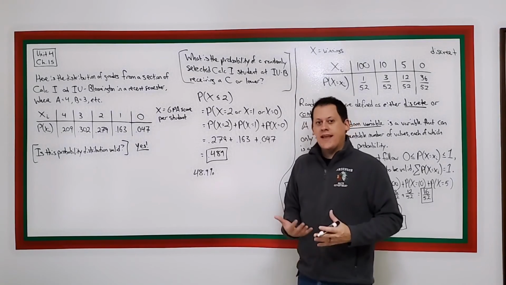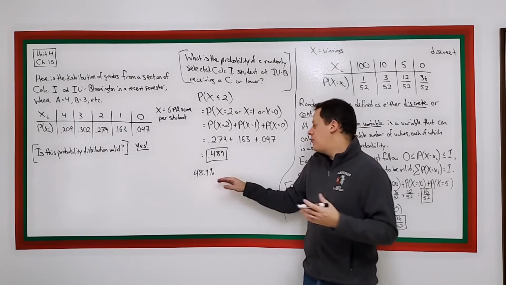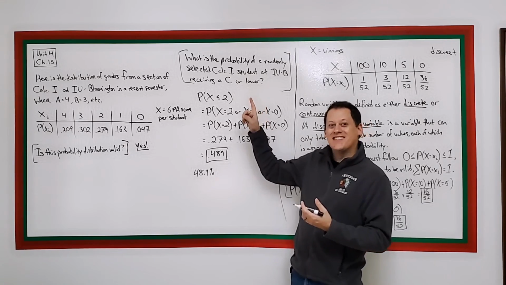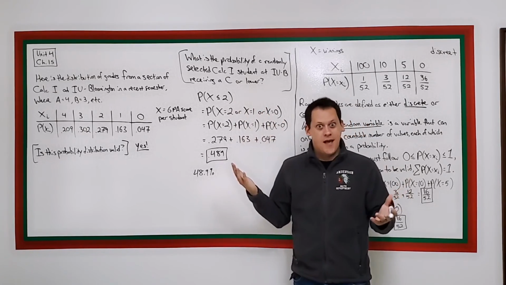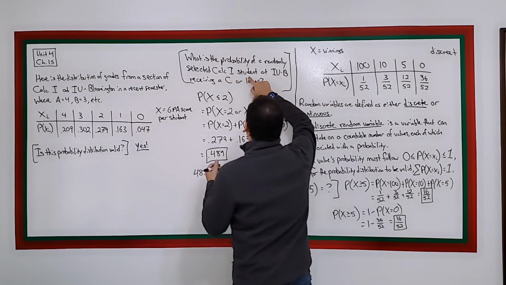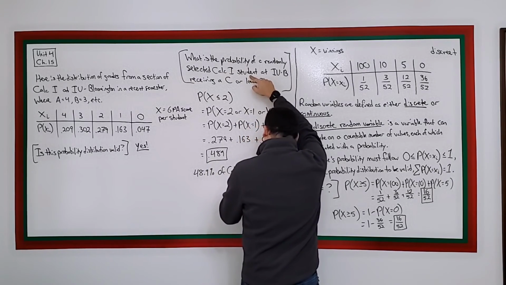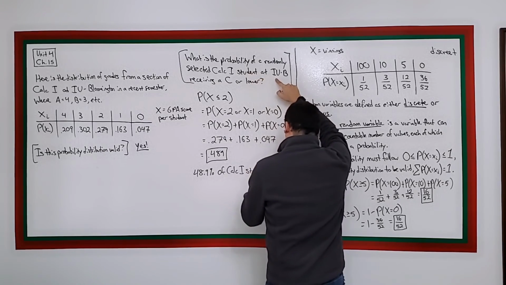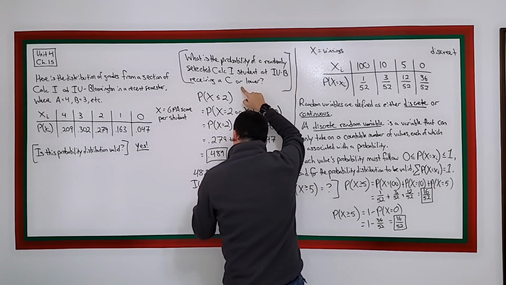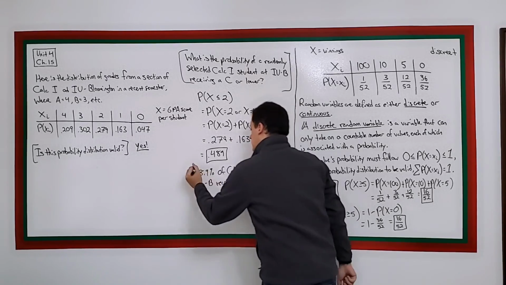And when it comes to interpreting answers like this, I don't like trying to make up this sentence on my own. I like stealing from the problem because the language they use is probably acceptable to them. So I would maybe say 48.9% of Calc 1 students at IU Bloomington receive a C or lower. There you go.